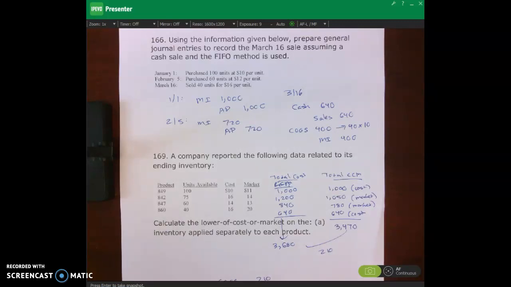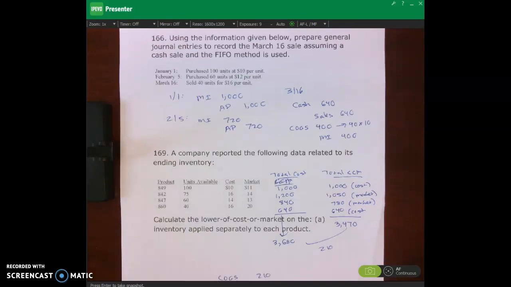And then we also have to debit cost of goods sold and credit merchandise inventory because we're assuming a perpetual inventory accounting system. And so since we're using FIFO, we sold all those 40 units at the cost of $10 a unit. So that's 40 times the 10 gives us 400. That's why it's a debit to cost of goods sold for 400, credit merchandise inventory for 400.